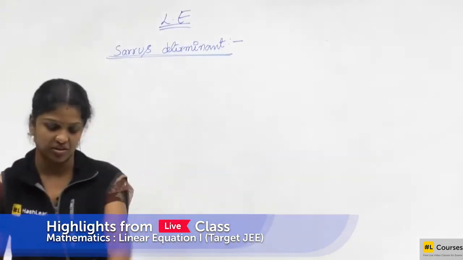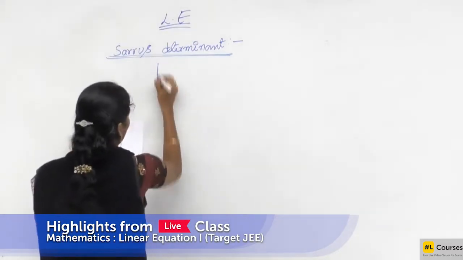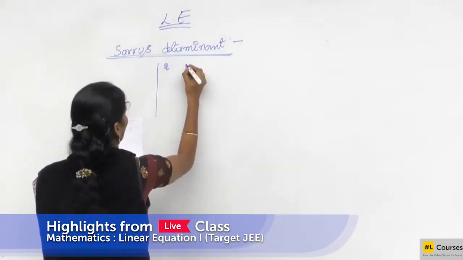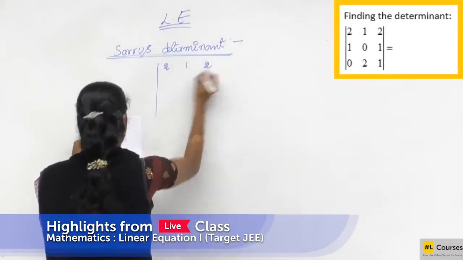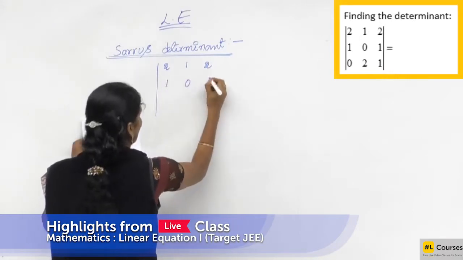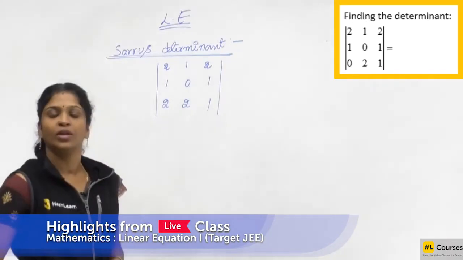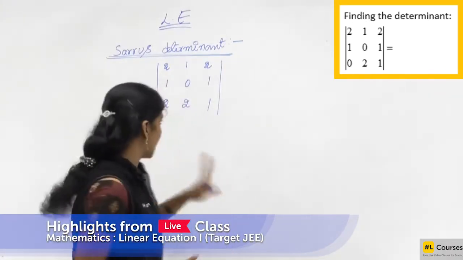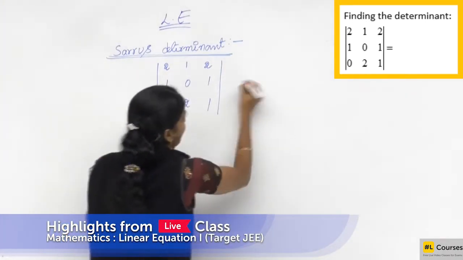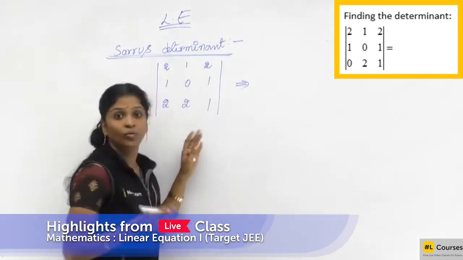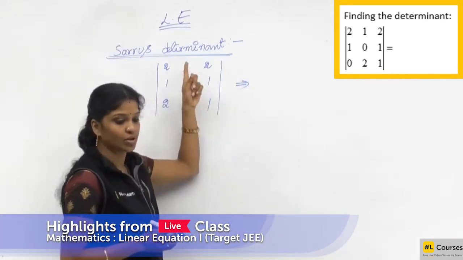So, the first question is this. I would like to find out the determinant for 212, 101, 221. So, the first step is, as it is, you write it first, if you want to find the determinant using Sarrus rule.